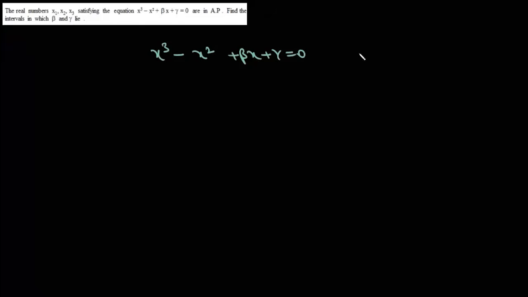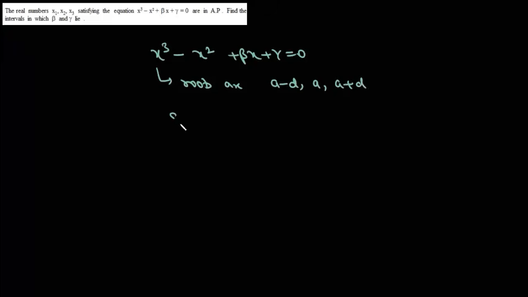Now here it says the real numbers x1, x2 and x3 satisfying the equation x cube minus x square plus beta x plus gamma equals 0 are in AP. Then find the intervals in which beta and gamma lie. Now suppose these three roots x1, x2 and x3, which are in AP, are a minus d, a and a plus d.